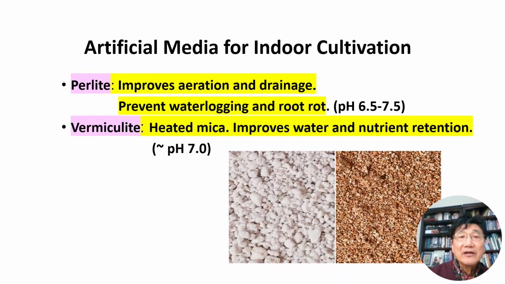Perlite and vermiculite are both common soil additives used in cannabis cultivation, especially in indoor or greenhouse growing systems. Perlite improves aeration and drainage.